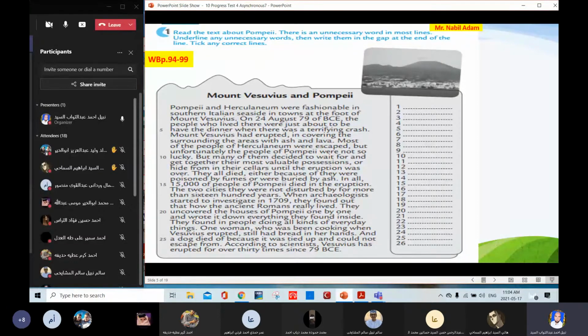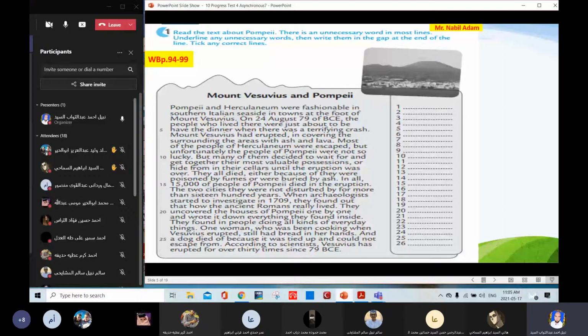Mount Vesuv and Bombay. Bombay and Herculaneum were fashionable in southern Italian seaside, in towns at the foot of Mount Vesuv. On 24 August 79 of BCE, the people who lived there were just about to have the dinner when there was a terrifying crash. Mount Vesuv had erupted in covering the surrounding areas with ash and lava. Most of the people of Herculaneum were escaped, but unfortunately the people of Bombay were not so lucky.